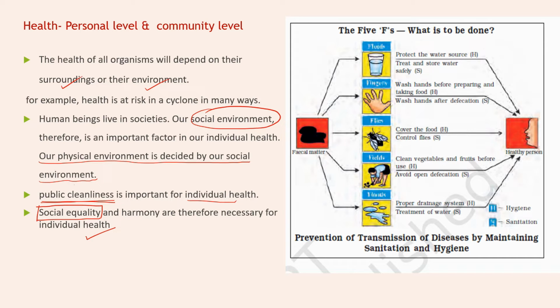So all these are hidden aspects that we haven't given a thought to, but they are equally important. And what are they? First, our surroundings and environment should be healthy. Then our social environment should be healthy; it should give us positive vibes and positive thoughts. Our physical environment is decided by our social environment. Public cleanliness is equally important, and social equality is also important. So these are the four aspects that are going to affect us eventually.